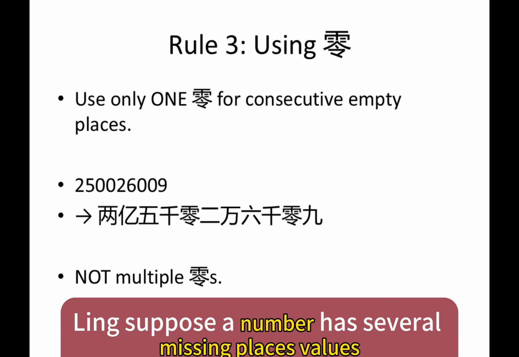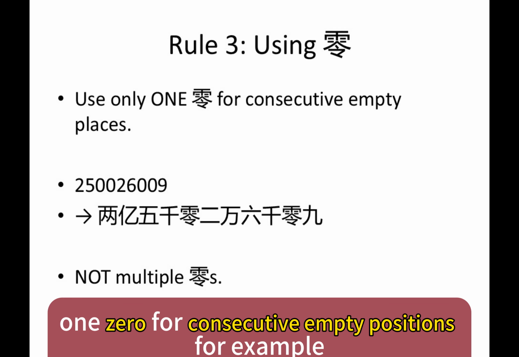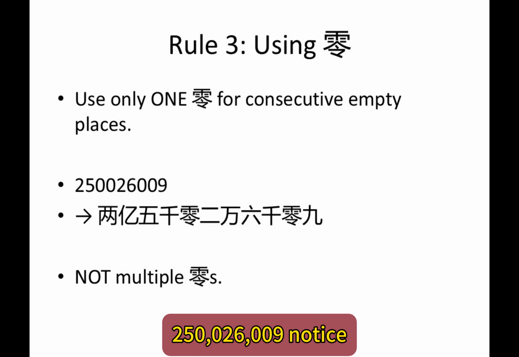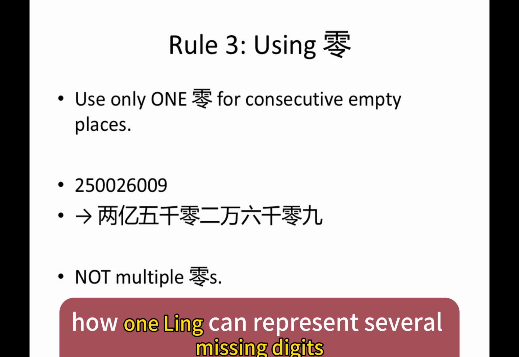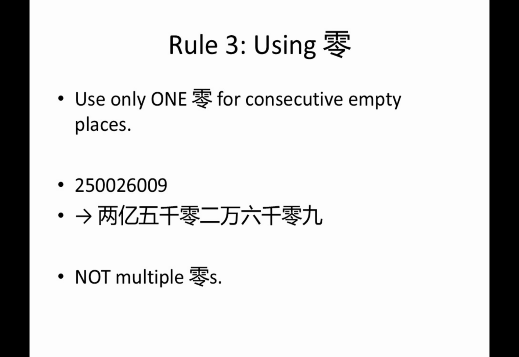Suppose a number has several missing place values. Many learners keep ending 零. Do not do that. Chinese only uses one 零 for consecutive empty positions. For example, 250,0026009. Notice how one 零 can represent several missing digits. That's a very important reading rule.